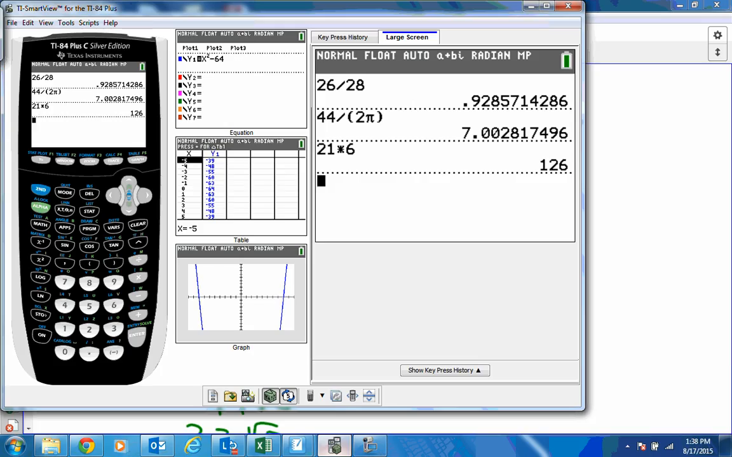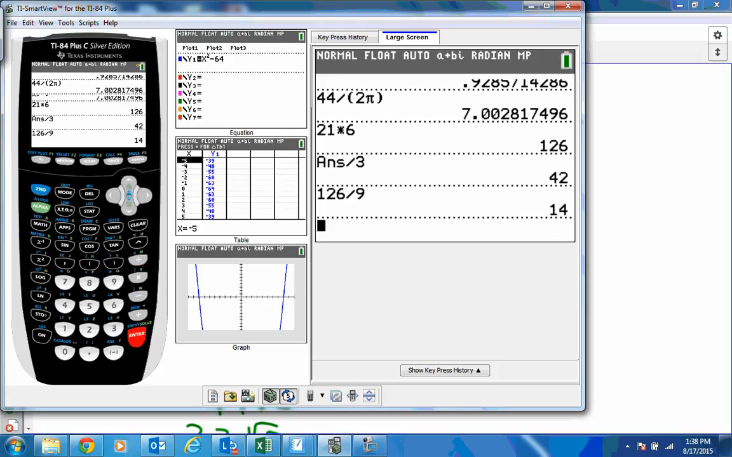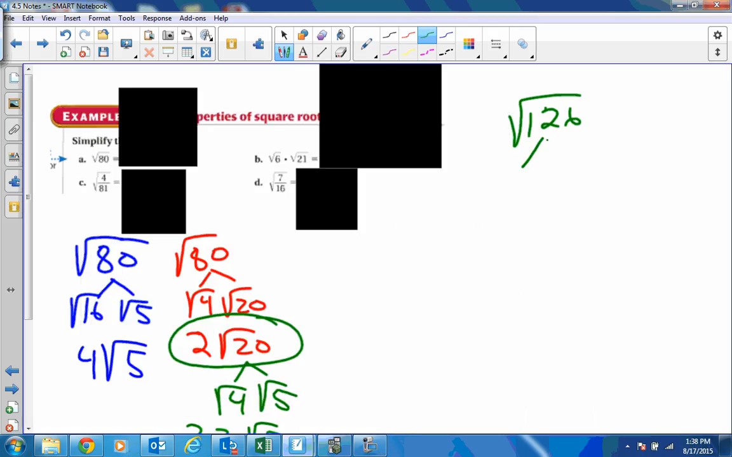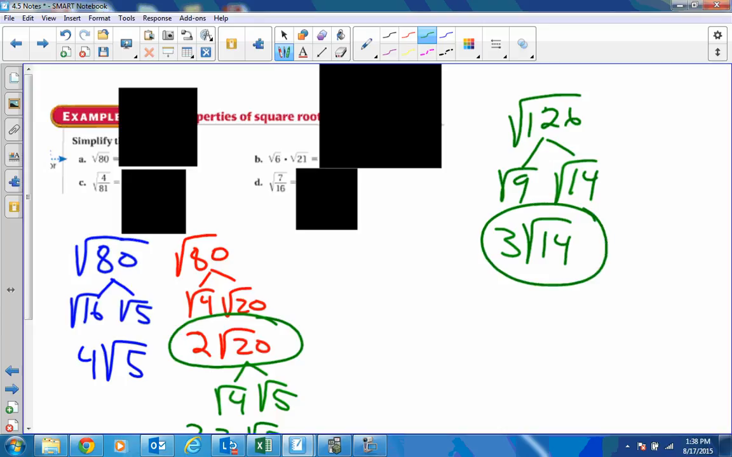Well, you can divide it by 3, and 42, let's see here, divided by 9. 9 and 14 work, okay? So you can break it up into the square root of 9 and the square root of 14. So you have 3 square root of 14, simplified. 14 doesn't have any perfect square factors. It's just 7 and 2. So you're pretty much done after that.